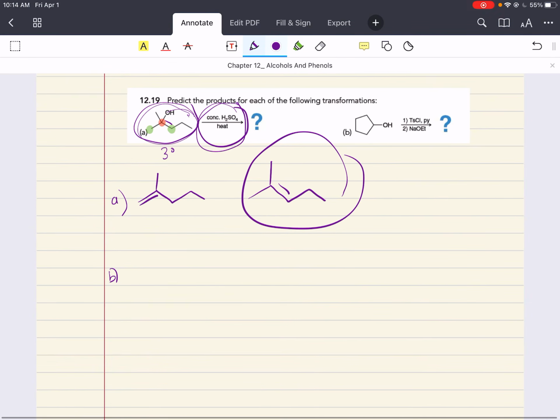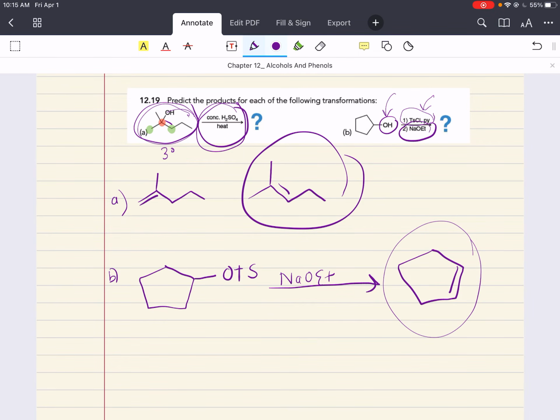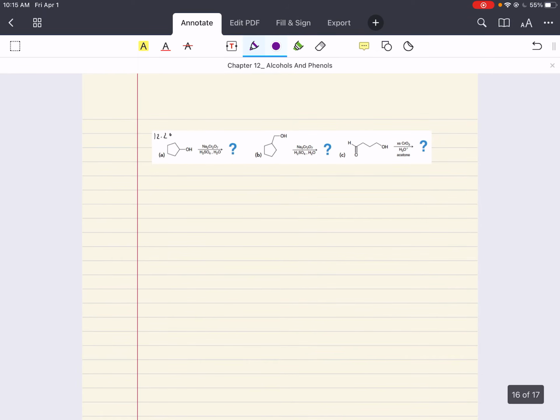B, we have this alcohol group, a secondary alcohol group. We're reacting with TsCl. This is going to take our alcohol and make it a tosylate group. Now it's a good leaving group. So when we react it with the second part, sodium ethoxide, we're going to get an elimination product that looks like this. Fantastic. And this is going to be our major product. Now let's continue doing more practice problems.